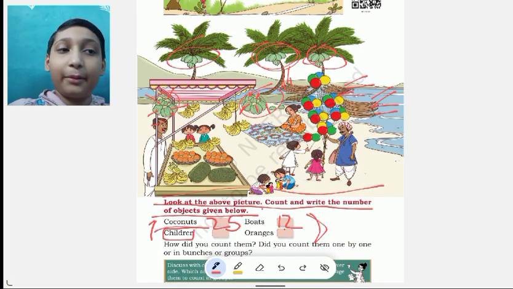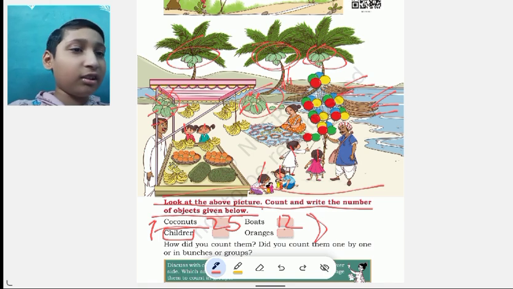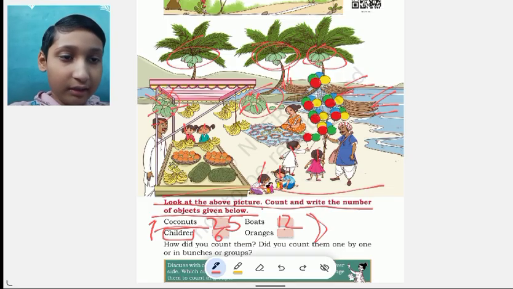Now we have to count the number of children in this place. There's 1, 2, 3, 4, 5, 6 children. Look out for any other children here. Nope, no children. So we have to write 6.